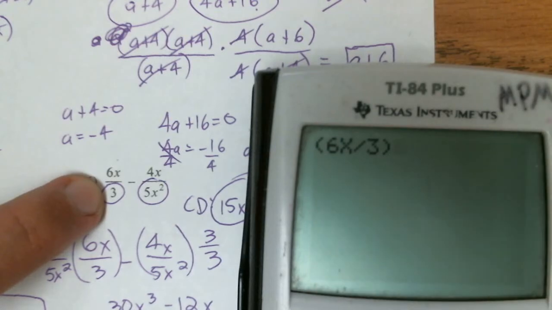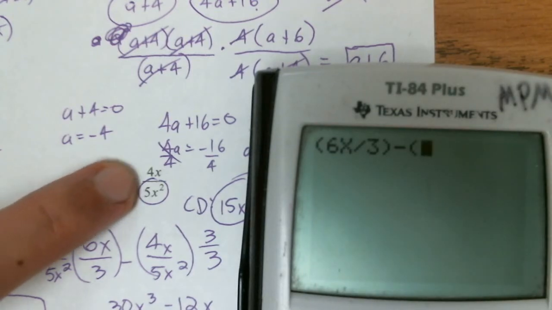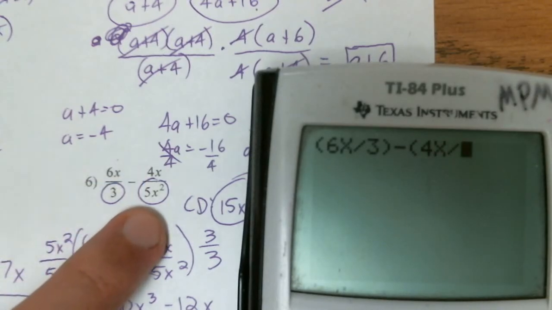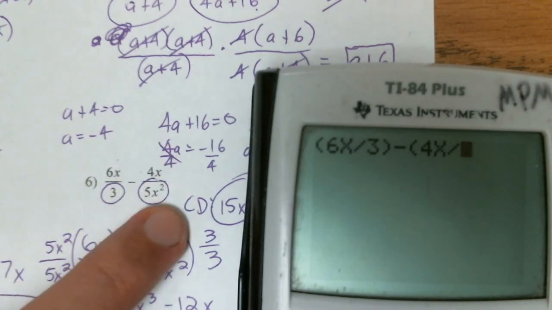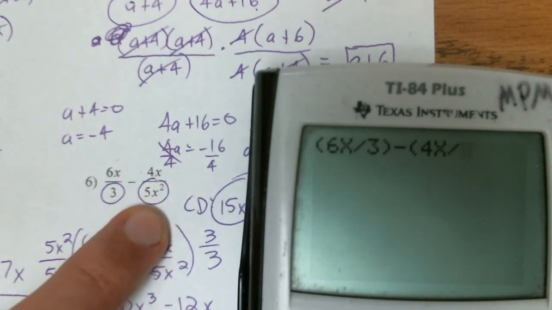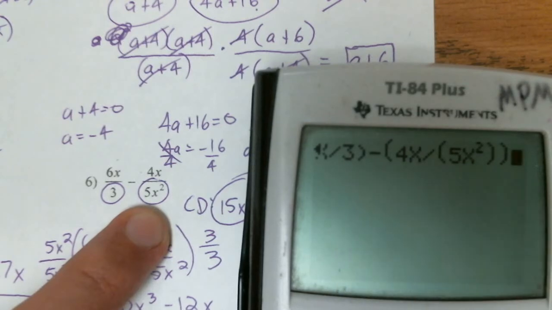That whole quantity, I'm going to subtract parentheses, 4x divided by, now do I need to put the 5x squared in parentheses? Think about that for a second. Yes, I do, because there's more than one thing. I've got a number and a variable. So I need a set of parentheses, 5x squared, close that parentheses on the 5x squared, and close that parentheses on the whole second fraction, okay? I'm going to press enter, I'm going to get a number.